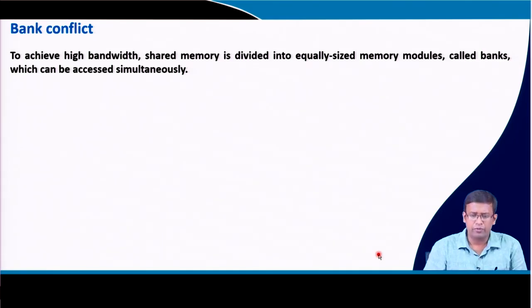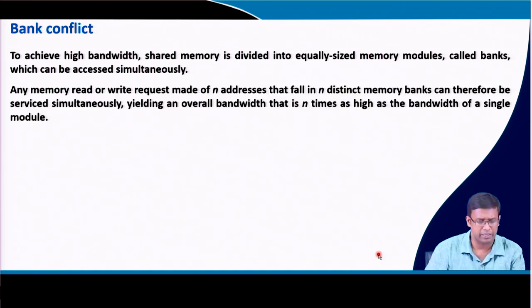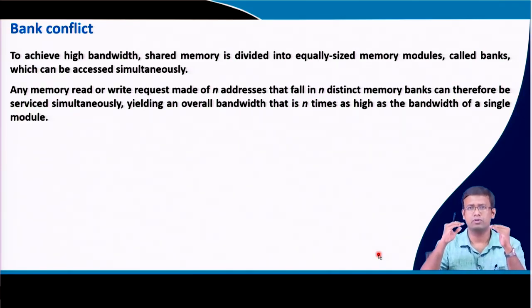To achieve high bandwidth, shared memory is divided into equally sized memory modules called banks, which can be accessed simultaneously. So shared memory has many equally sized memory modules, or banks, and each thread can directly access a bank and read from there. There are 32 threads in a warp, so at a go they can read 32 bank locations and fetch memory from there.